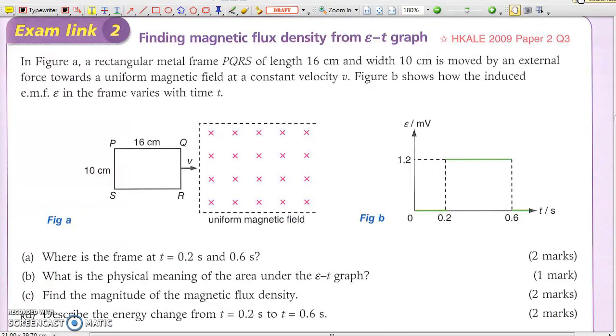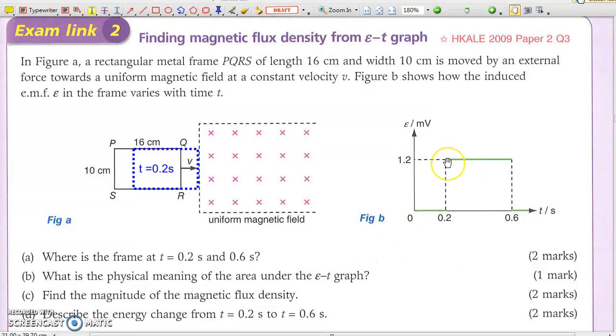Exam link 2. Finding magnetic flux density from epsilon-T graph. This is an 8-level question, and no wonder it is in no way straightforward. A rectangular coil enters a uniform magnetic field, and induced EMF is produced as shown on the right. We see that the induced EMF starts at 0.2 seconds. At that time, the coil just enters the magnetic field, and the flux through the coil starts increasing at constant rate.